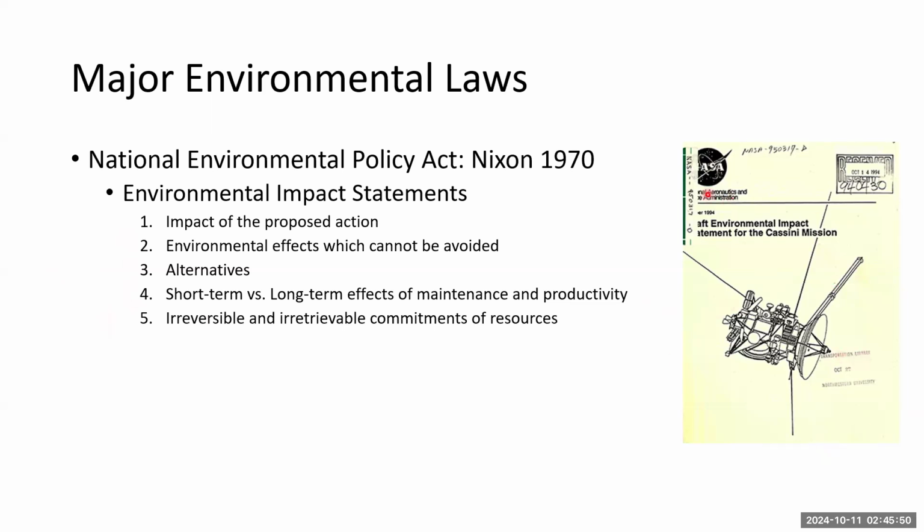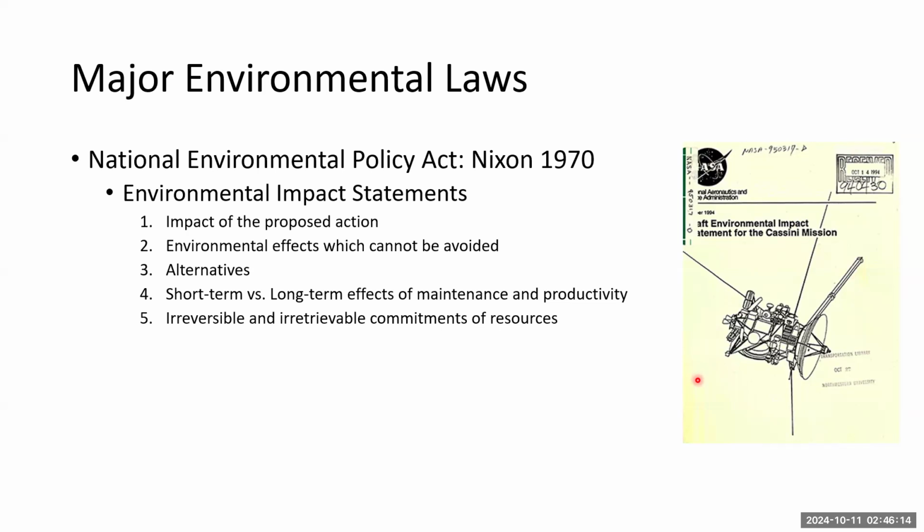So just as an example here, I've got the environmental impact statement for the Cassini mission. You can see that this was stamped 1994. And this was the satellite Cassini. This is a satellite. It's going to be in outer space. Why does it need an environmental impact statement? Mainly because of point number 5, right? This is going into space. We're never getting it back.